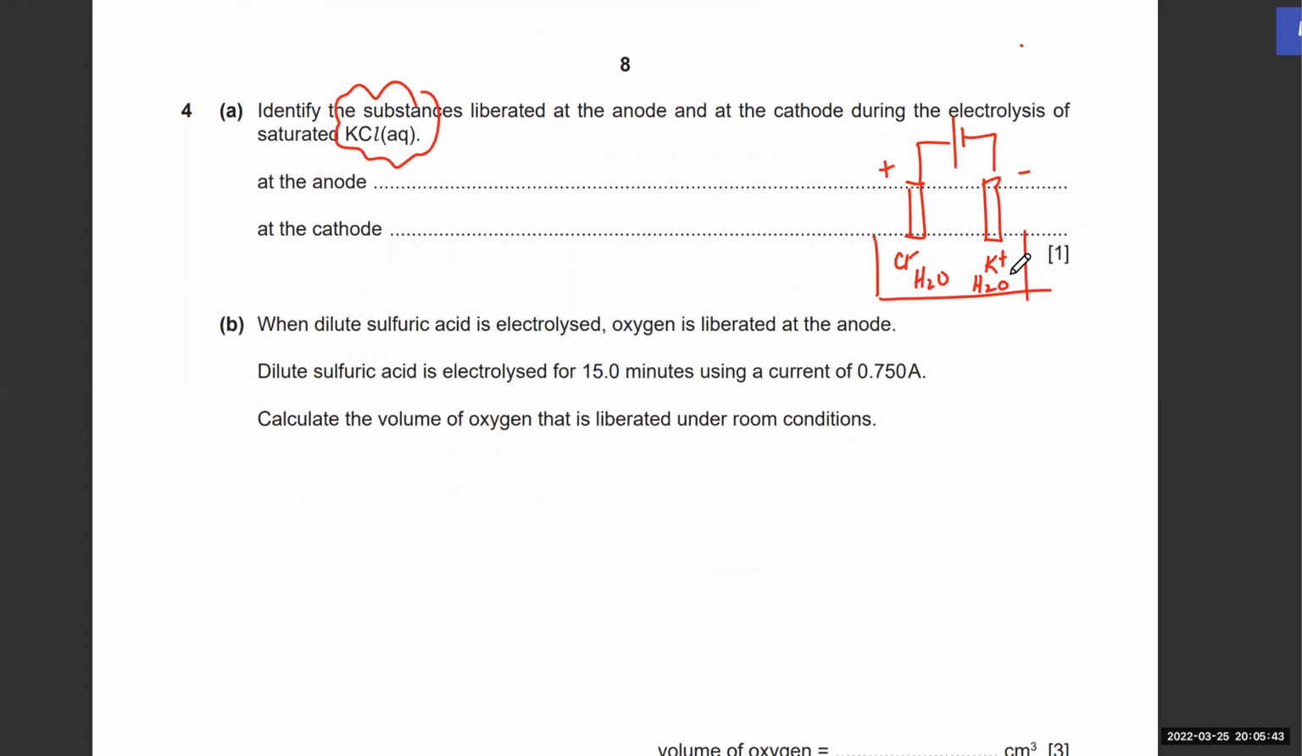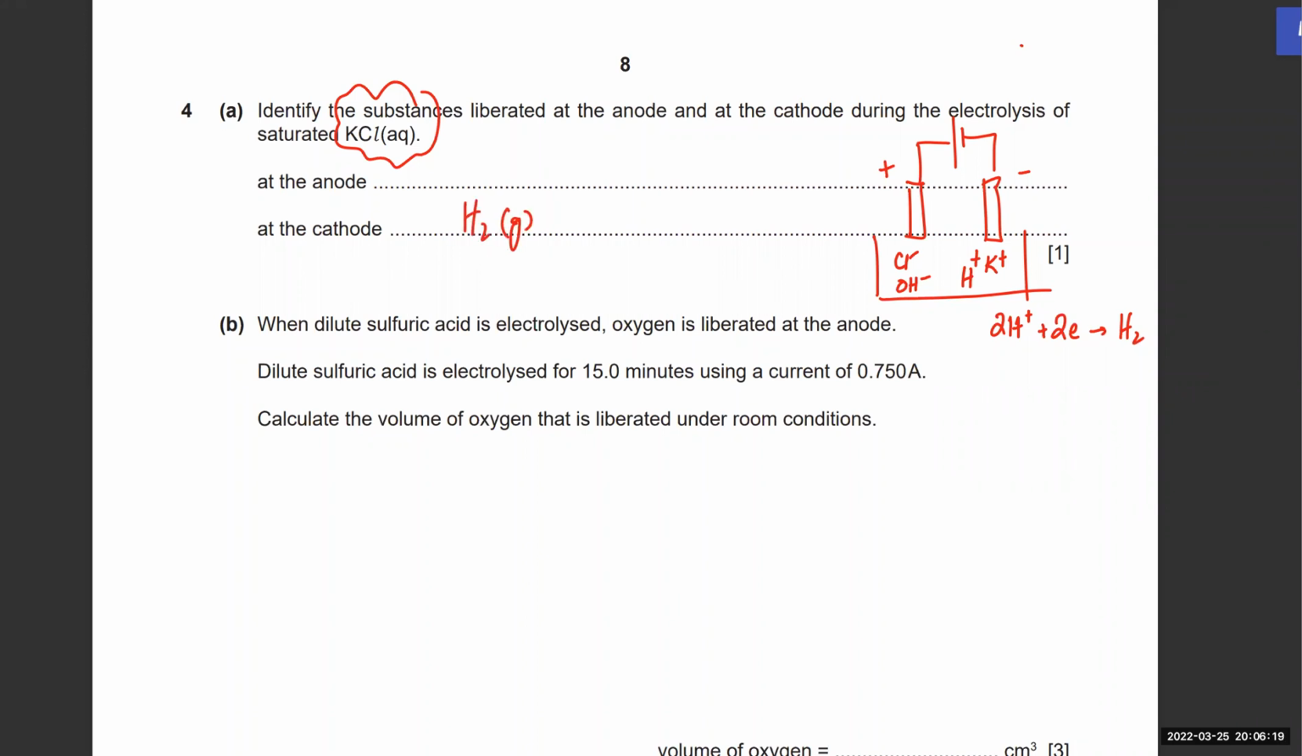What was your O-levels knowledge? I'm going to do both, because it's just a simple 1 mark question. So I'll just do the O-level stuff first. The O-level stuff was that the cathode had H plus 1 and K plus 1, and there were OH and Cl ions. Over here, since H plus 1 is lower down in the reactivity series, H plus 1 ions get liberated and H2 gas is produced at the cathode. Yeah, that was your O-levels knowledge.